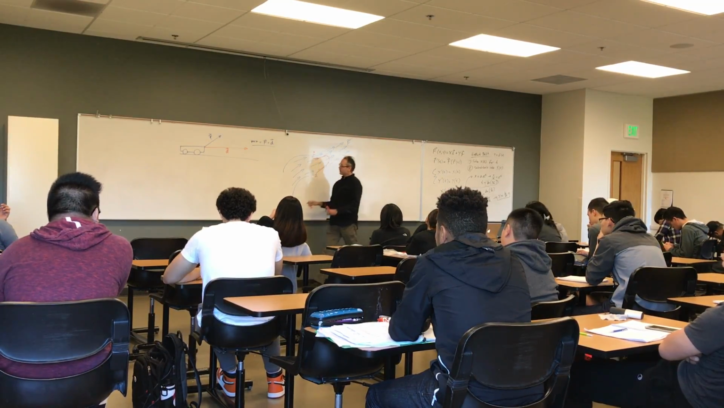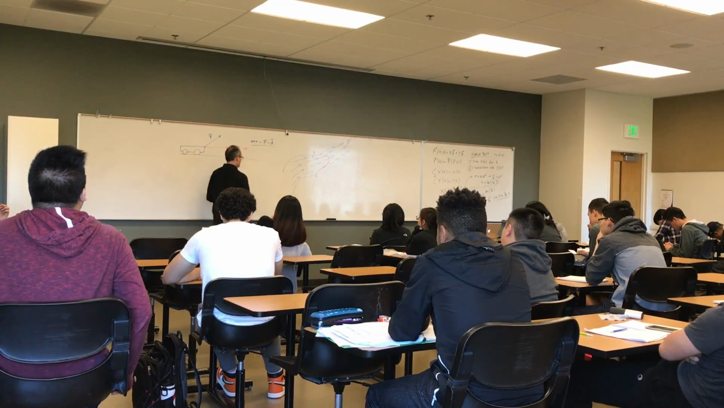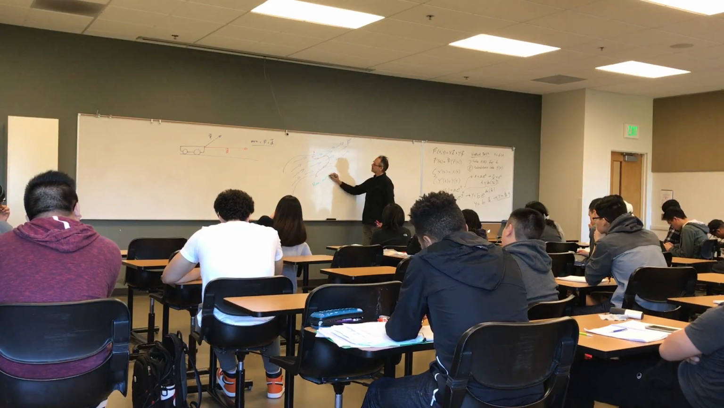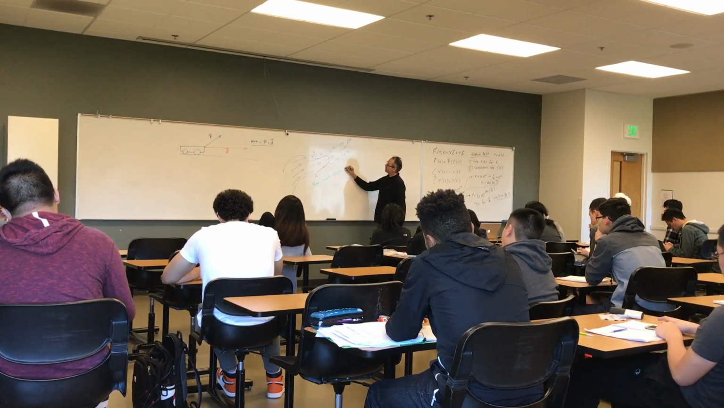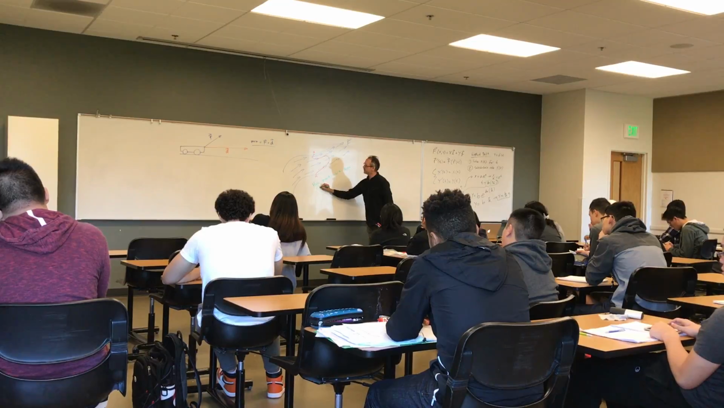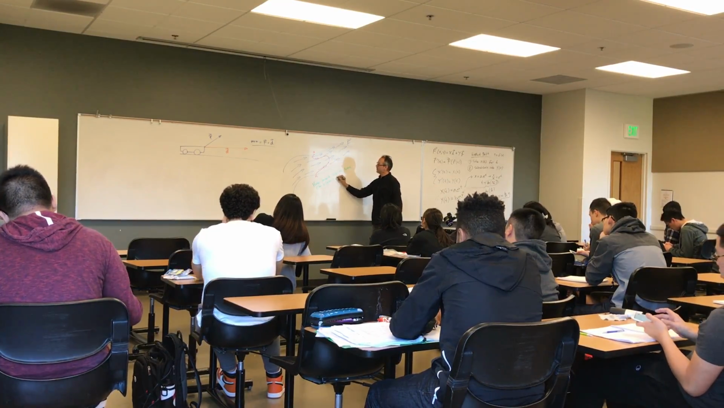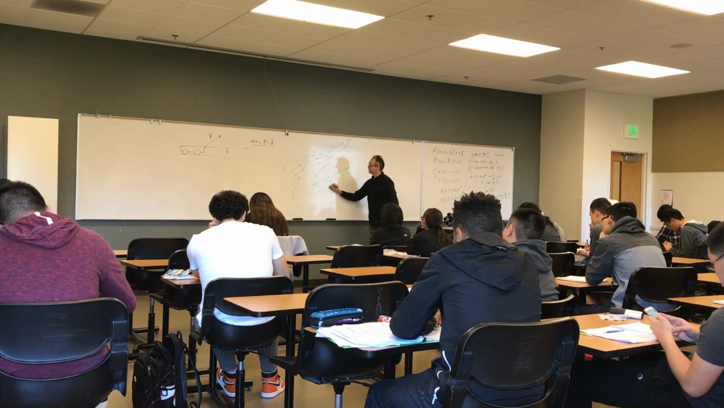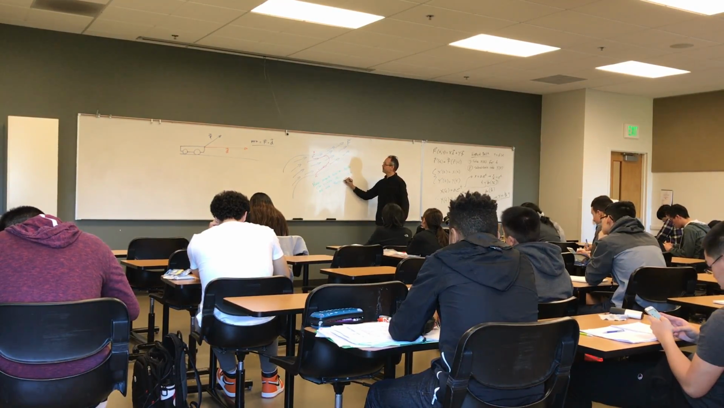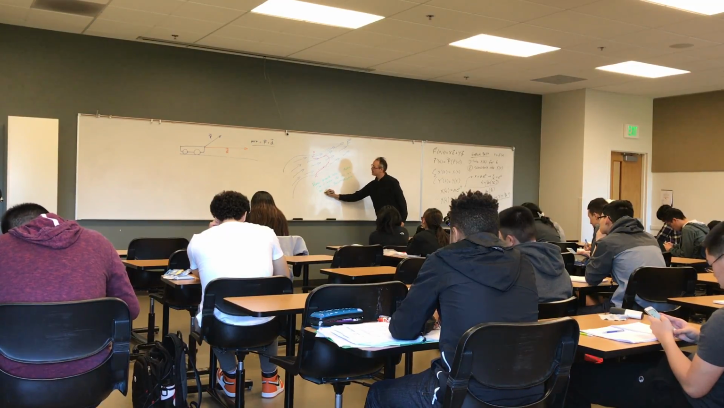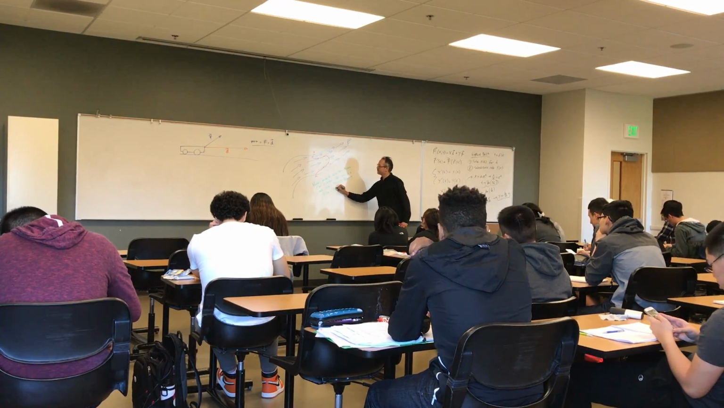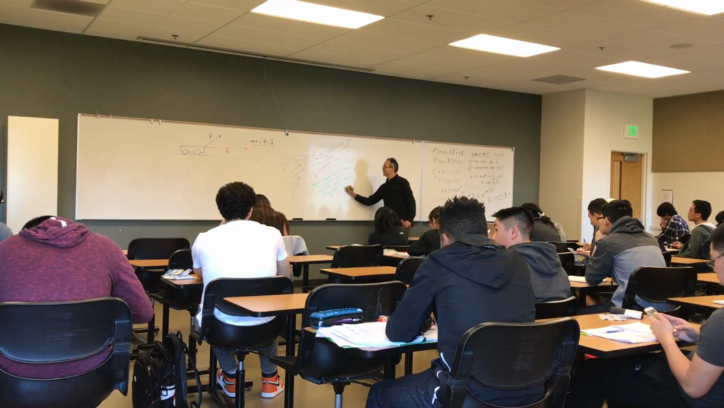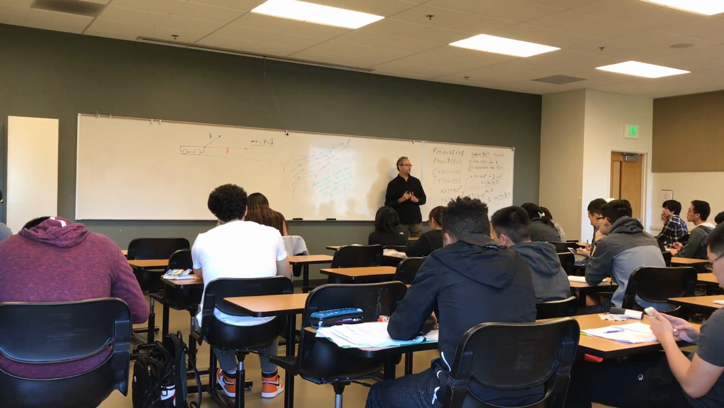So here's the thing. What we want to calculate is how much work does the river do on us as we swim along the path from point A to point B. That's what we want to know.